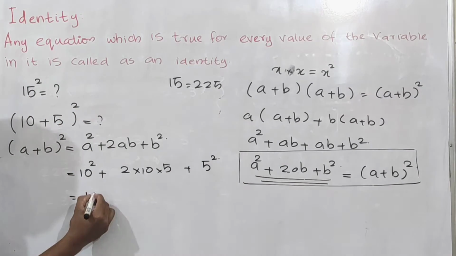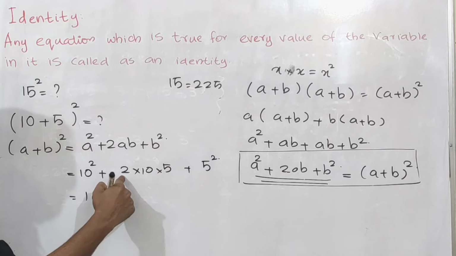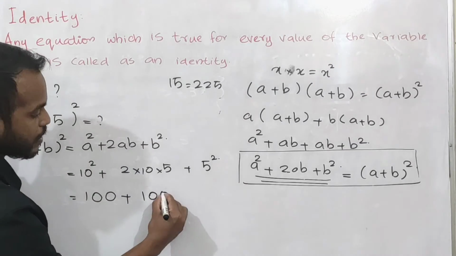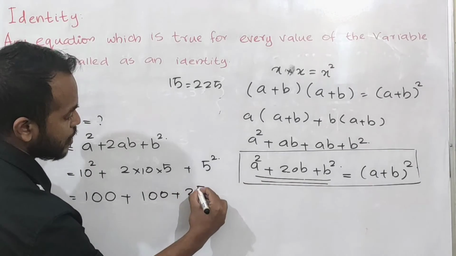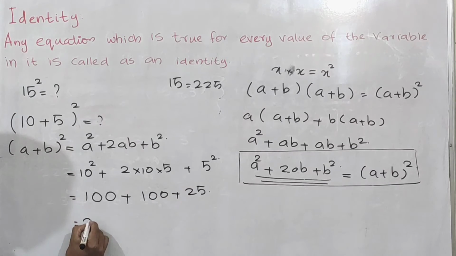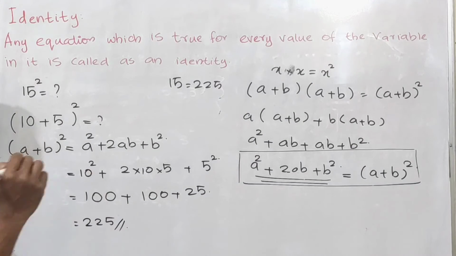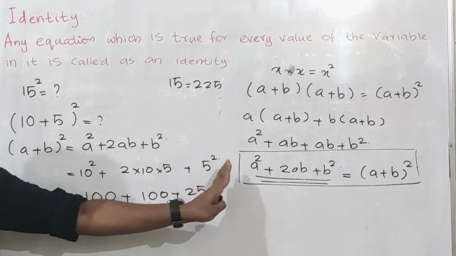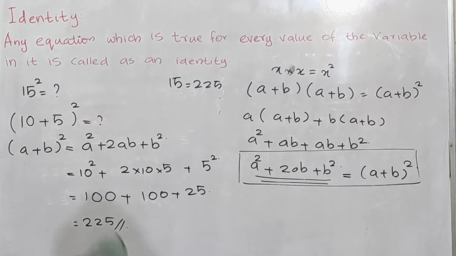10 square is 100. It's easy, no? 2 into 10 is 20. 20 into 5 is 100, plus 5 square is 25. So 100 plus 100 is 200. 200 plus 25 is 225. This is just a small demonstration. We can find any number using this identity. So this is the first identity that we need to learn now.